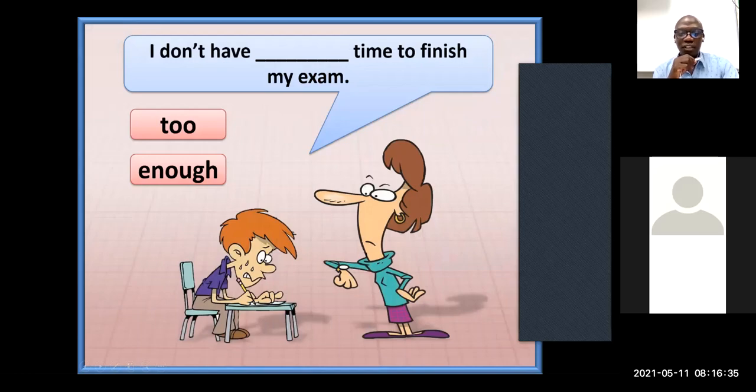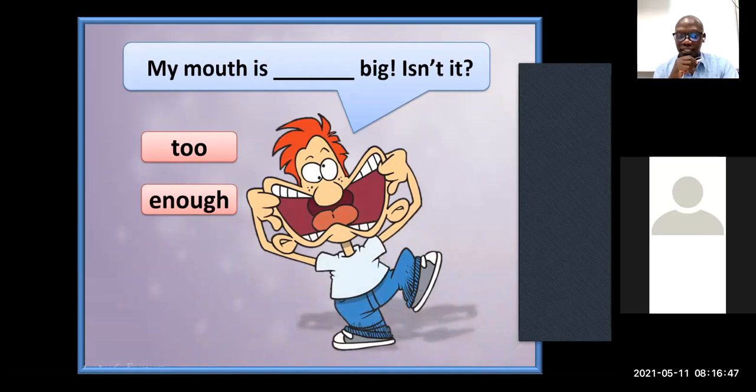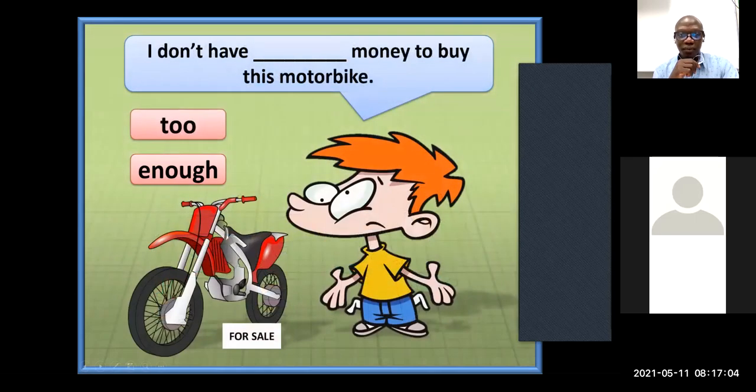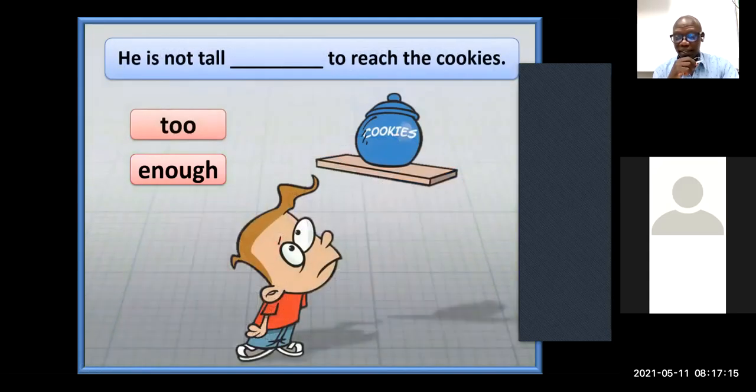I don't have time to finish my exams. Correct. Thank you. I don't have enough time to do my exam. So not goes with enough. Take note. My mouth is big, isn't it? My mouth is too big, isn't it? Thank you. There is not ice cream for the children. Correct. There isn't enough ice cream for the children. Thank you. I don't have money to buy this motorcycle. Correct. Thank you so much. I don't have enough money to buy this motorbike.